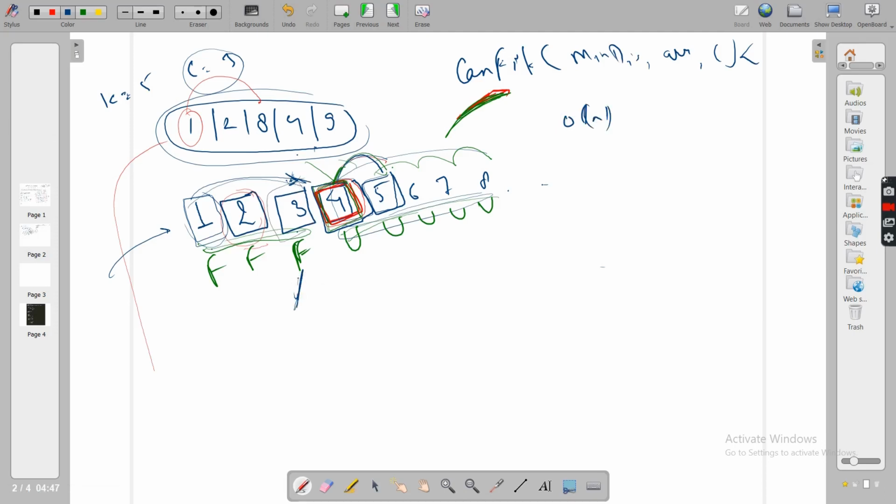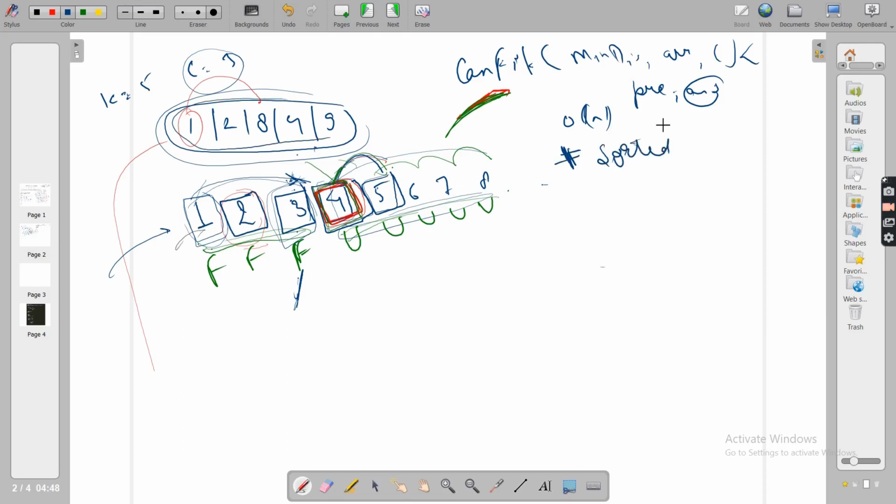Whatever the last value where you were able to fit, let's keep a previous variable or ans variable, and you'll update your ans variable to 1, to 2, to 3. Then at 4 you are not able to find, so once your canFit function returns 0 or false, you'll return whatever answer you were having till now, so 3. So you were doing an order of n linear search, but on this shorter space, 1, 2, 3, 4, 5, 6.